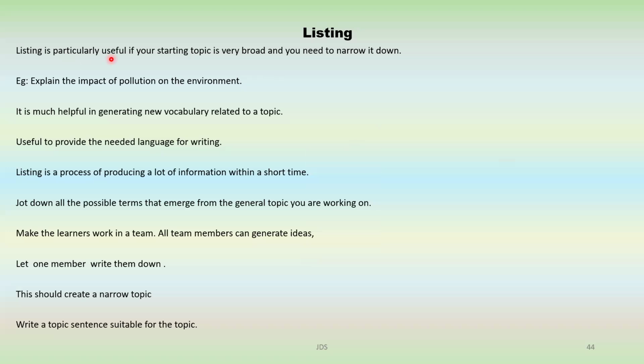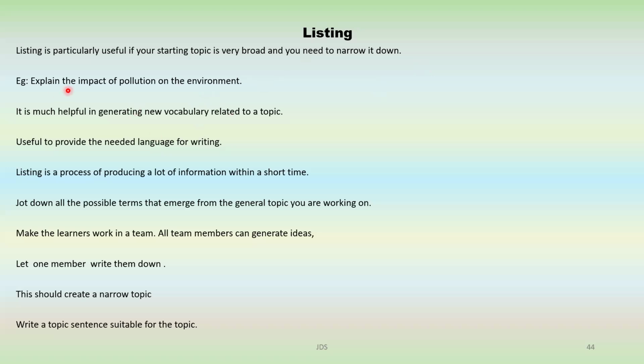Listing is particularly useful if your starting topic is very broad and you need to narrow it down. For example, environmental pollution. It's a broad topic. If you find that your learners are struggling with it or they don't have adequate information connected to that topic, then we need to narrow it down. So in such instances, we tend to use the technique of listing.